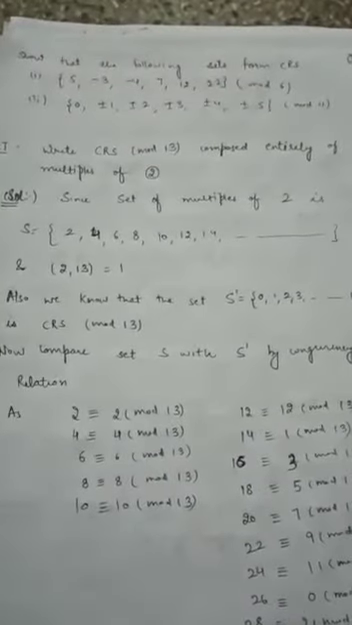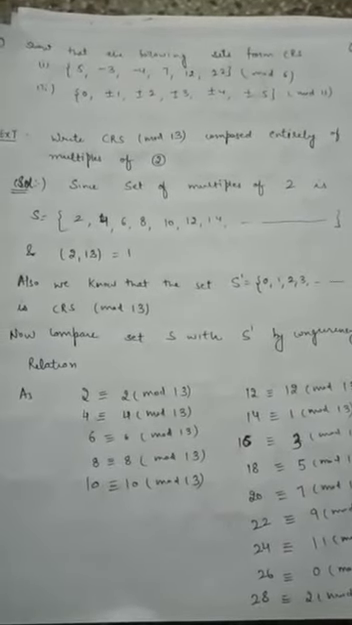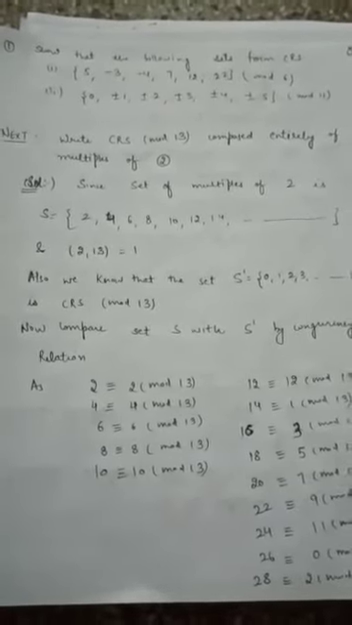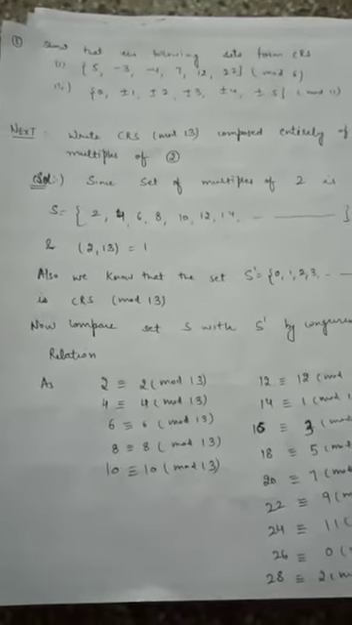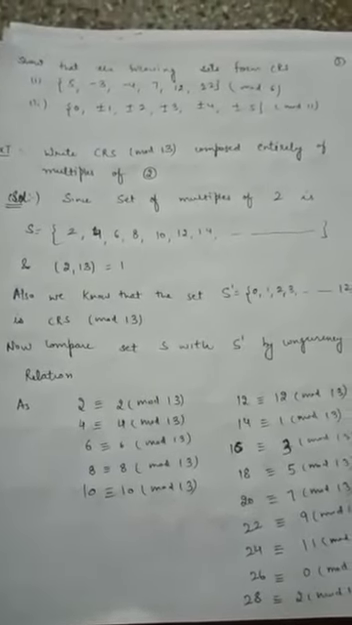The first question is, show that the following sets form a CRS. The set is 5, minus 3, minus 4, 7, 12 and 22 mod 6. And the second is 0, plus minus 1, plus minus 2, plus minus 3, plus minus 4, plus minus 5 mod 11. So try these two questions and tell me if you have any problem.